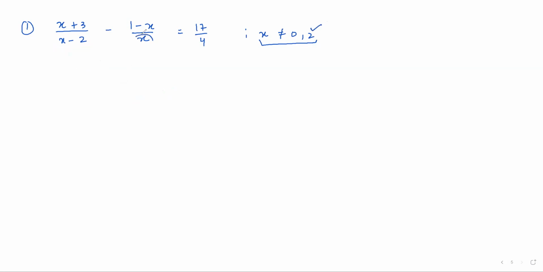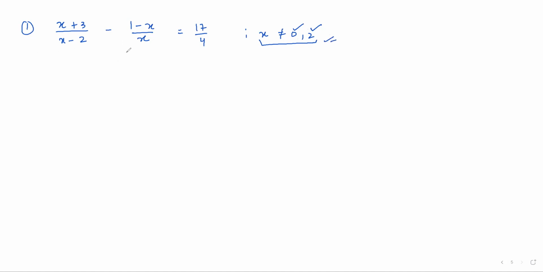Similarly here, x can never be 0, because if I have (1 minus x) upon 0, this term will not be defined. But this term is there, so that is why x can never have value 0. Understood, Martin? So that is why it is written that x is not equal to 0, x is not equal to 2. So you don't have to do anything about it, just leave it.